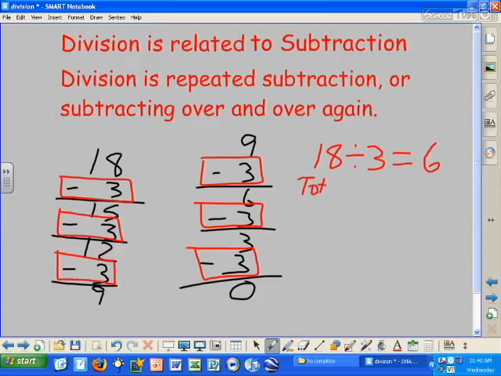We had 18 total. We divided it by 3 in each group, because each group of 3 that we took out, so we took out 3 in each group. And how many groups of 3 did we take out? 1, 2, 3, 4, 5, 6.